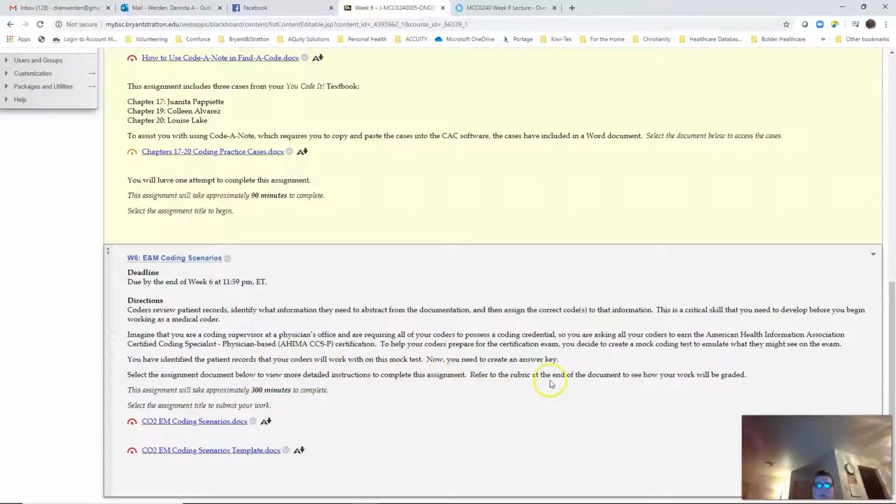It says refer to the rubric at the end of the document to see how your work will be graded. I highly recommend that you review that grading rubric so that you have some idea how it's to be graded and what the expectations are for this assignment. And sometimes that answers some of your questions by looking at the grading rubric.